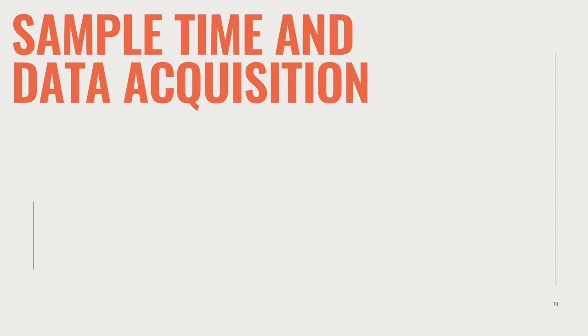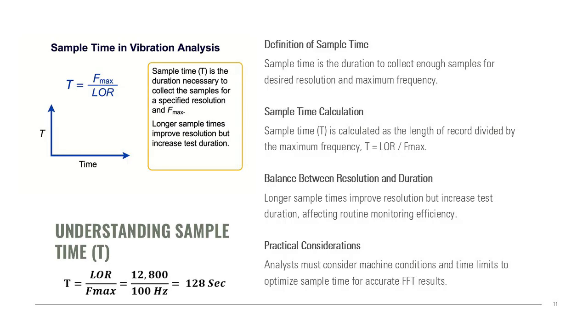Understanding sample time, T. Sample time, T, is the duration required to collect the necessary number of samples for a given resolution and Fmax. It can be calculated as T equals LR divided by Fmax. For example, if Fmax equals 100 Hz and LR equals 12,800, the sample time is 128 seconds for one average. Longer sample times improve resolution but increase test duration, which may not be practical in routine monitoring.